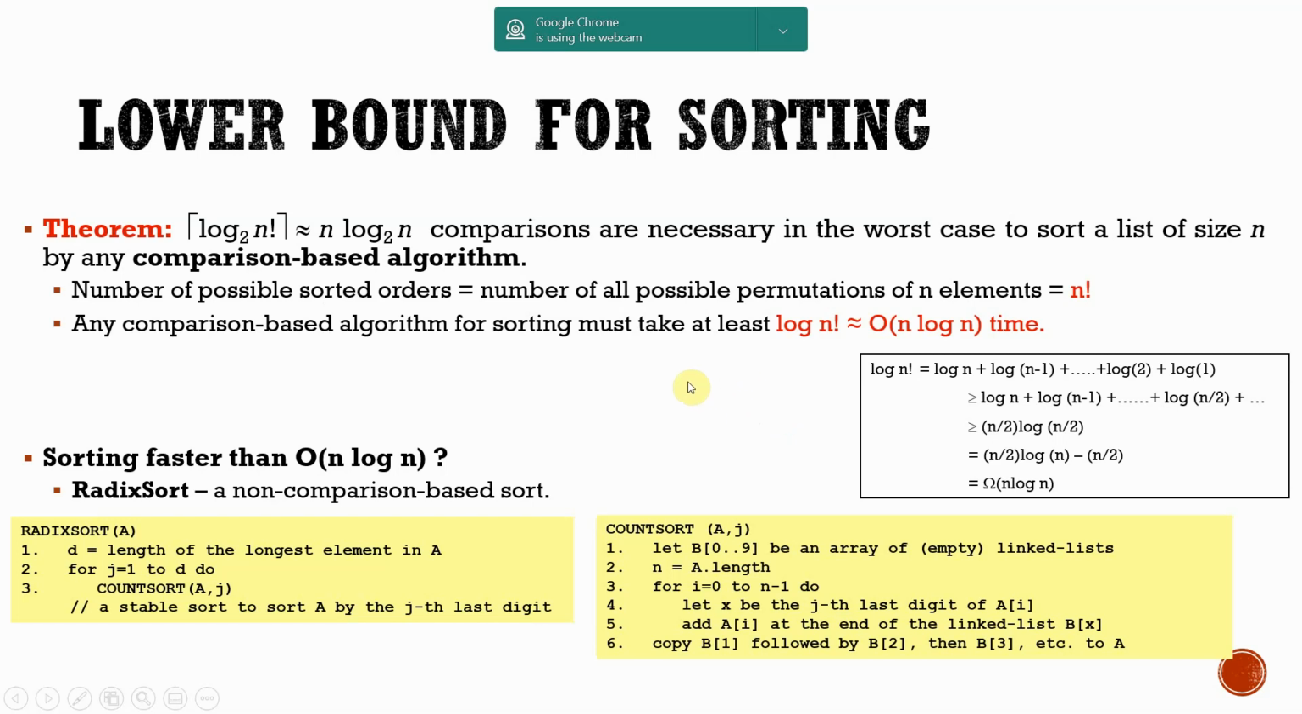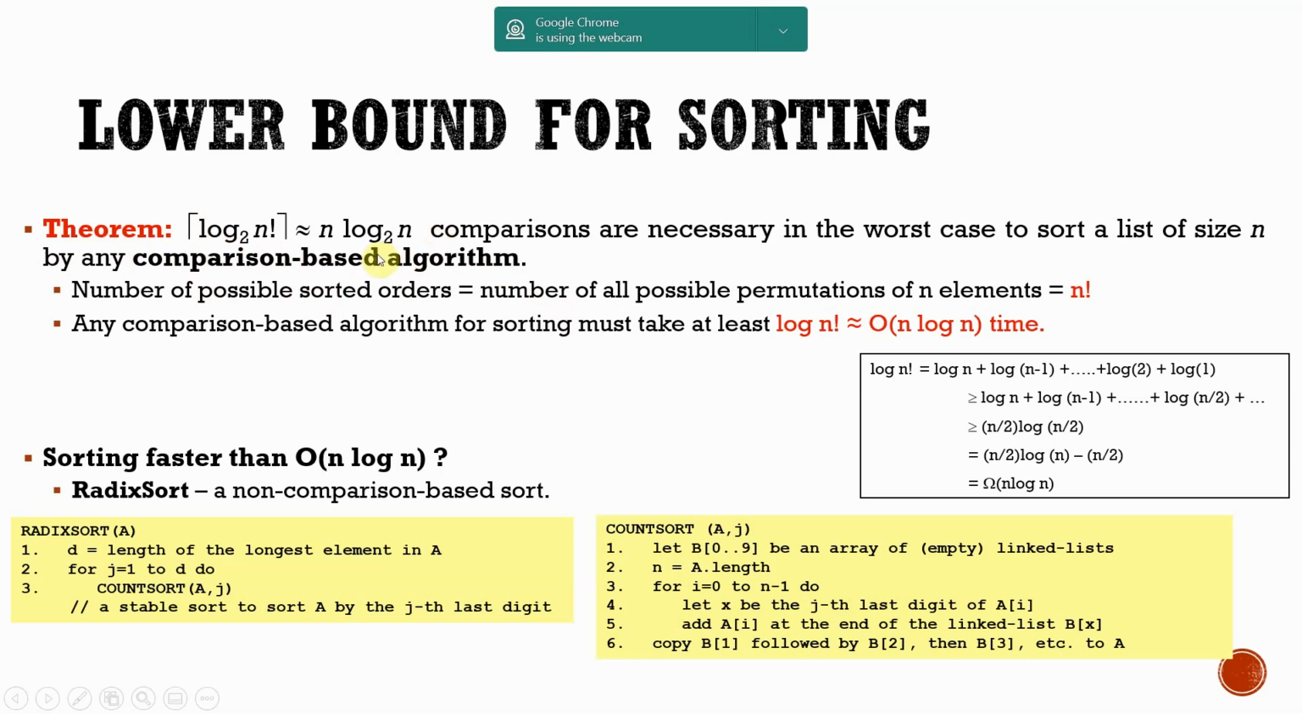So far we have seen six different sorting methods: bubble sort, selection sort, insertion sort, merge sort, quick sort, and heap sort. All of these sorting algorithms are comparison based algorithms, which means that we sort the array by comparing the elements.